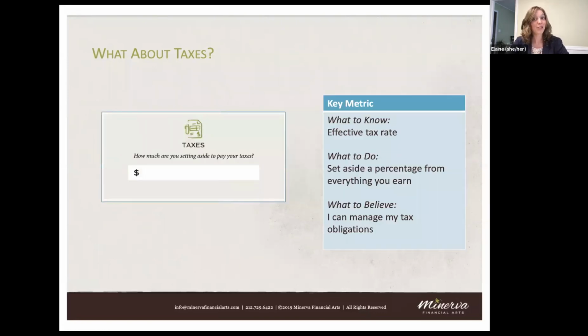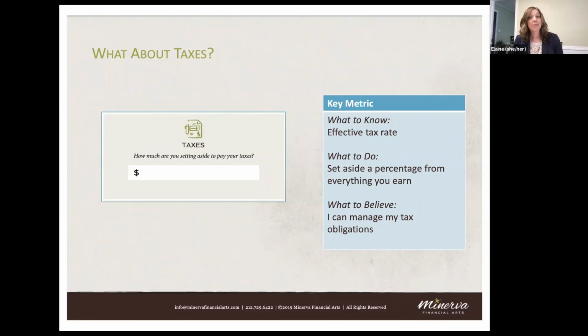So again, key things to know for taxes: your effective tax rate, or if you don't want to go too deep, maybe just keep the number 30% in mind, because if you are earning income as a freelancer or a contractor, setting aside about 30% of what you earn in taxes is not a bad strategy.